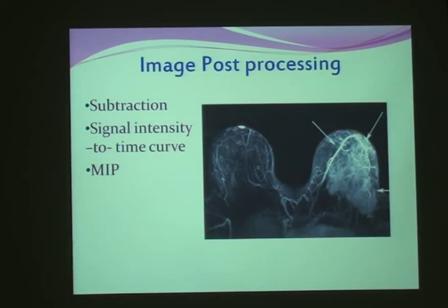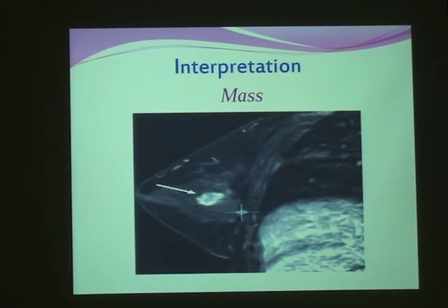and then we start with the image post-processing. After we do the subtraction, we start to see our region of interest and start doing the signal intensity to time curve, or even something like maximal intensity projections. All these post-processing methods will help us.